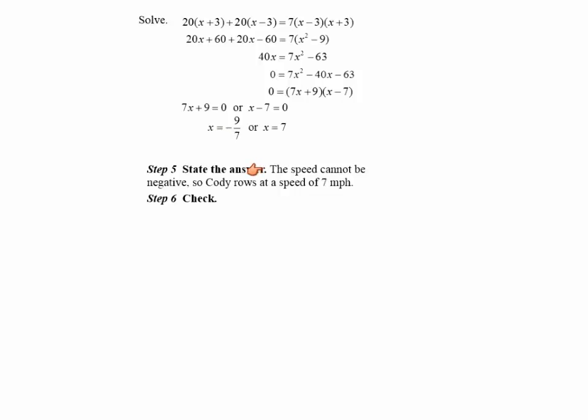Step number 5, we want to state the answer. The speed cannot be negative, so I'm not going to include minus 9/7 as part of my answer. So its speed must be equal to 7. So Cody rows at a speed of 7 miles per hour. And we can check the answer.